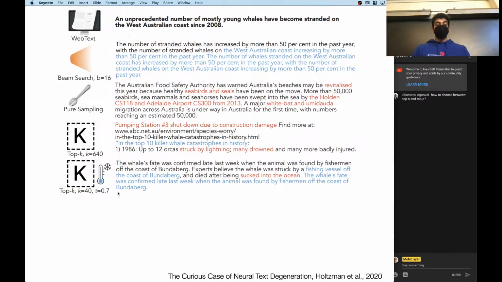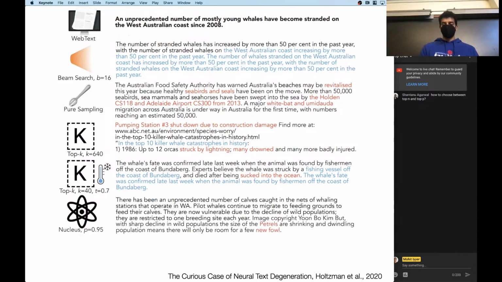So here's a different configuration of TopK sampling with K set to 40. This T here refers to the temperature, which is a hyperparameter you can tune in the softmax. We won't cover it. It's basically a scaling factor that affects the shape of the distribution. So you can see the first sentence is bad, but it's not too bad. It's talking about the whale's fate. There's no specific whale referred to in the prompt, but at least it's talking about a whale found off a coast. But then it starts repeating itself and it says the whale died after being sucked into the ocean, which is interesting.